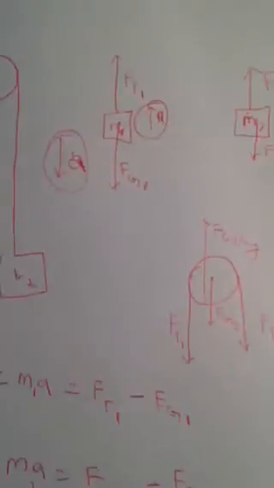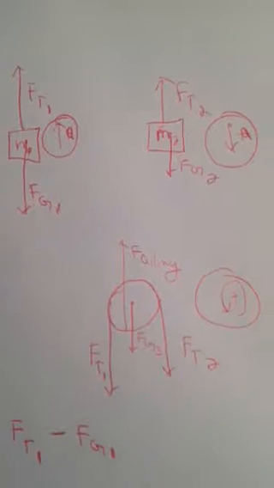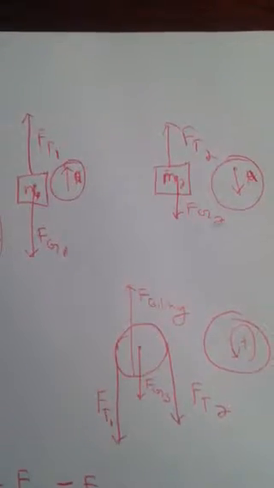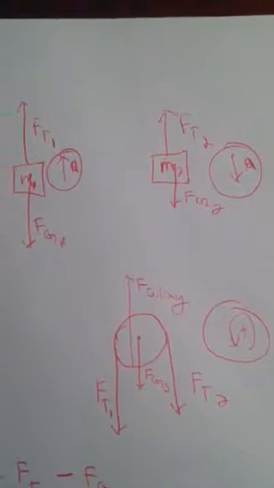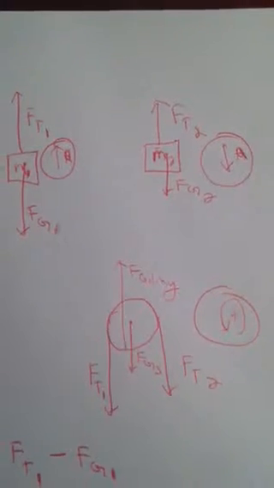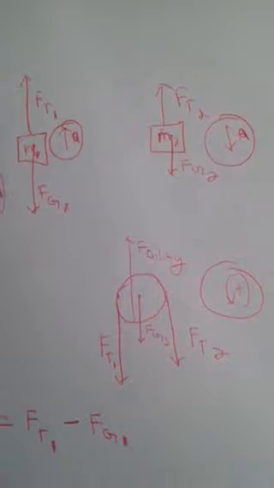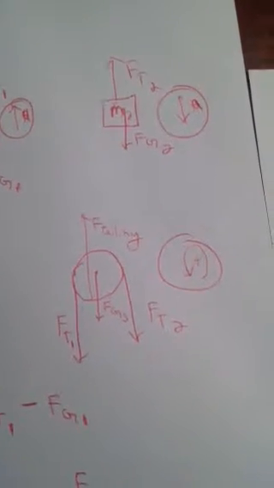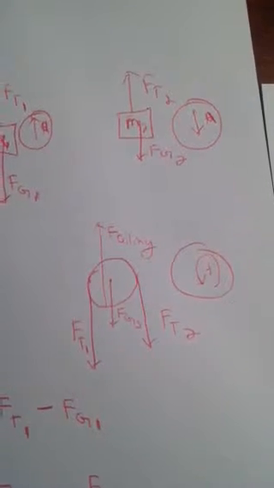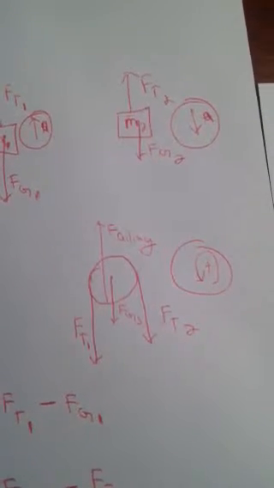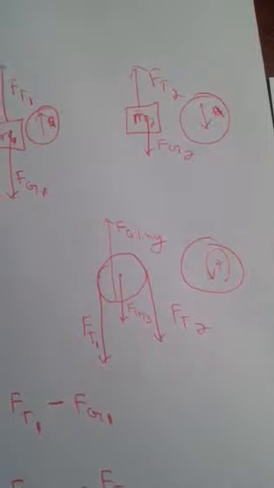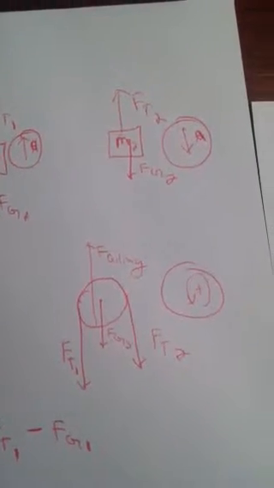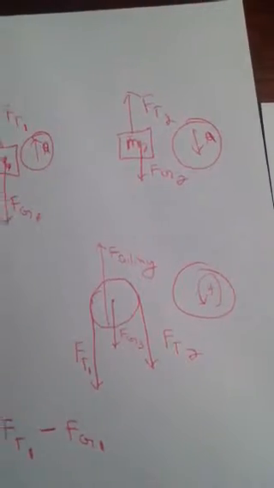Okay? So we start by making free body diagrams. We know that there's a force of tension 1 and a force of gravity 1 on M1, force of tension 2 and force of gravity 2 on M2, and then on the pulley, there are four forces: force of the ceiling or whatever is holding up the pulley, force of gravity 3, then force of tension 1, and then force of tension 2.